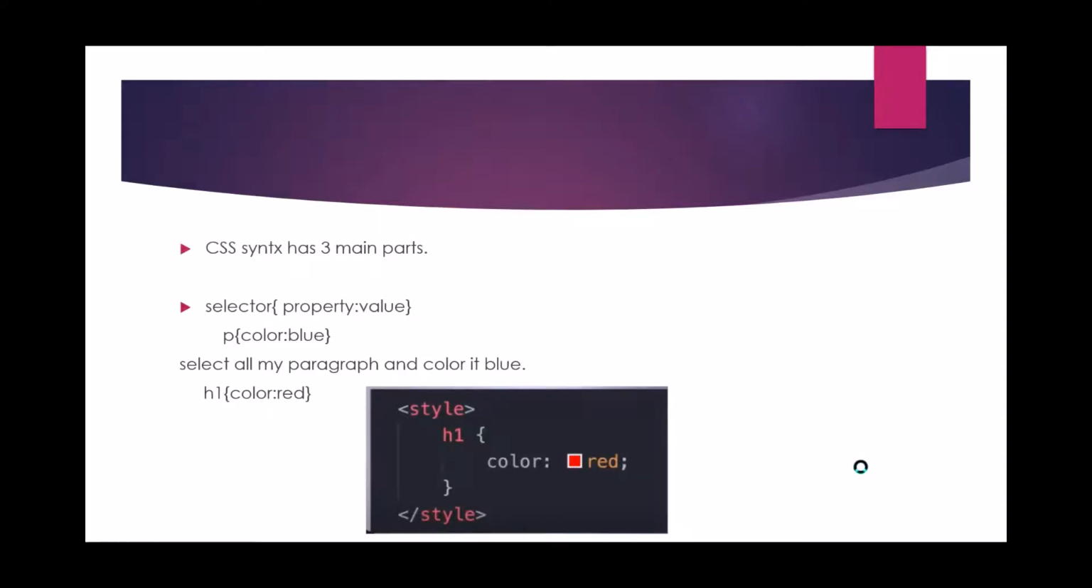CSS syntax has three main parts: selector, property, value. What is the selector here? The selector is what you are going to change. It can be a header, or it can be a paragraph. The thing you are going to change is the selector. Then the property: what property you are going to change, and what should be the value. Example: p, color blue. It means select all my paragraphs and color them blue.